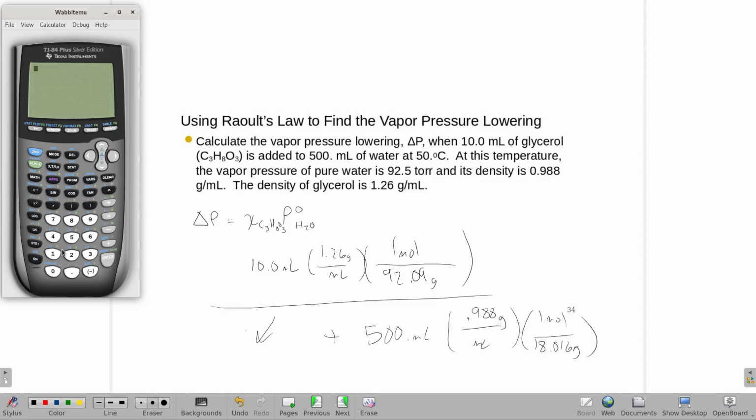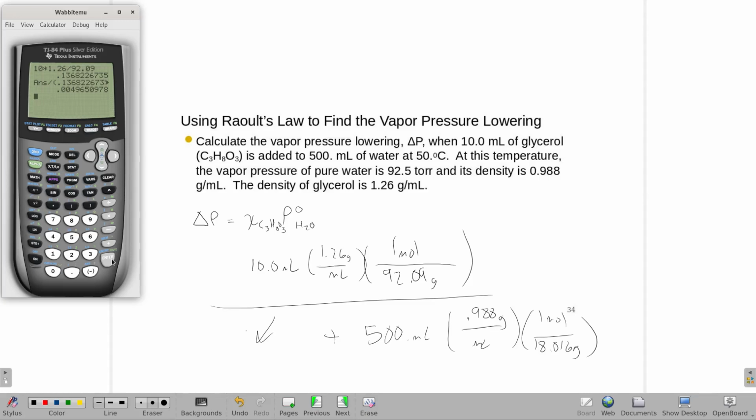Alright, so just the mole fraction. 10 times 1.26 divided by 92.09 moles of glycerol. We're going to divide that by, in parentheses, that value, plus, in parentheses, 500 times 0.988 divided by 18.016, close two sets of parentheses, equals, look at that, mole fraction 0.0049.